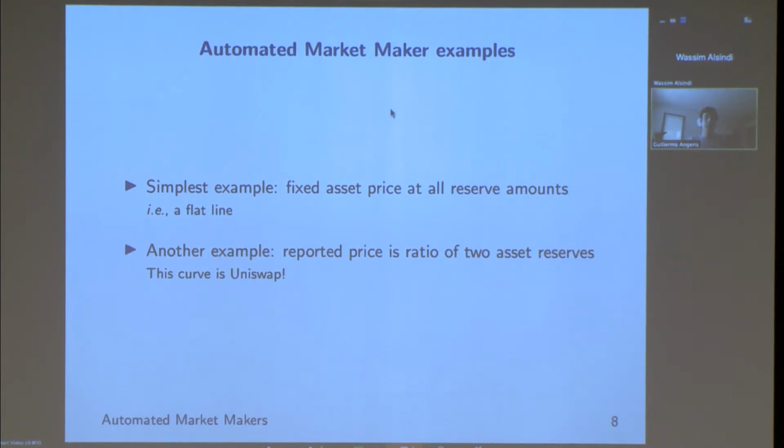In particular, consider if the function just reports the ratio of the remaining assets in reserves as the current price. So the current price is set by the amount of asset B in reserve divided by the amount of asset A in reserve.